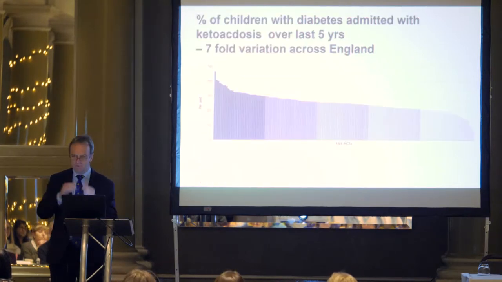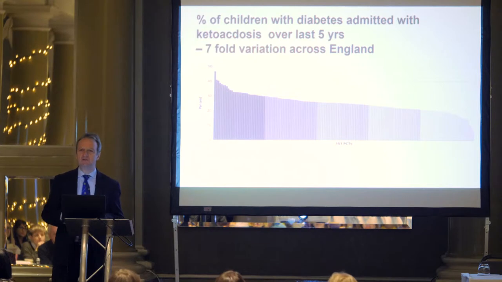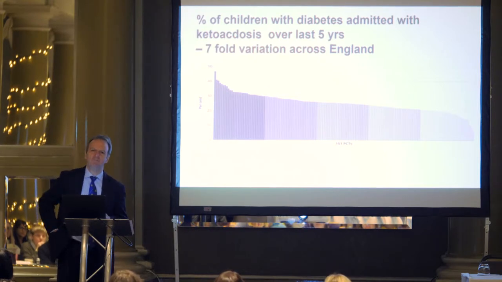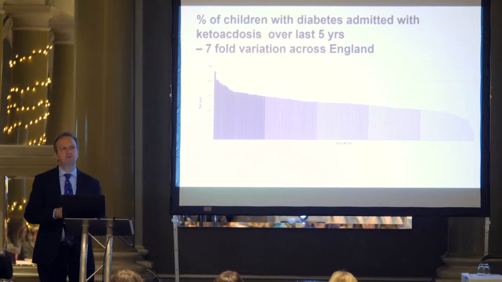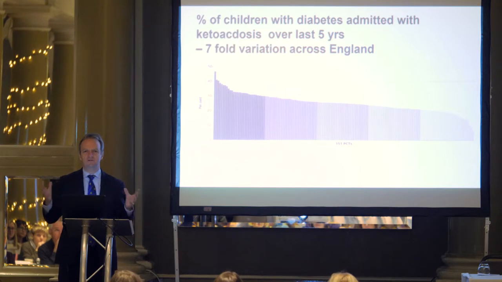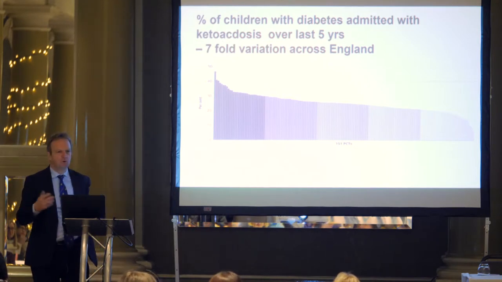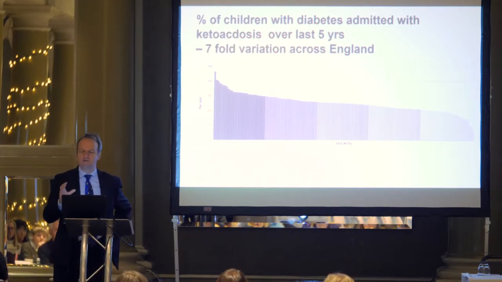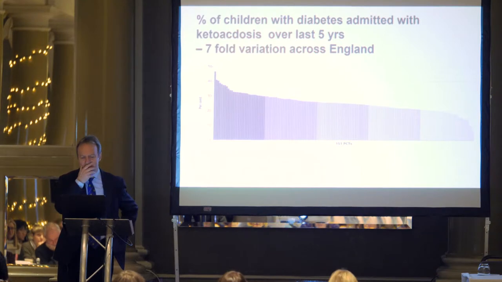So Muir Gray came to the Royal College of Paediatrics in 2011 with Ronnie Cheng, who is now, I think, paediatrician at the Evelina. And they presented to the college their atlas of variation, and I just show two slides. I could show you tonsillectomy or bronchiolitis, but you're diabetologists and diabetic nurses.